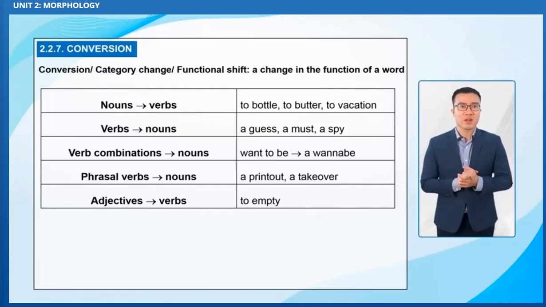Another way to form a word is through a process called conversion. It's also called category change or functional shift. They all mean changing the function of a word. For example, we can change a noun to a verb, as in a bottle and to bottle. A verb to a noun, as in to guess and a guess, and so on and so forth.